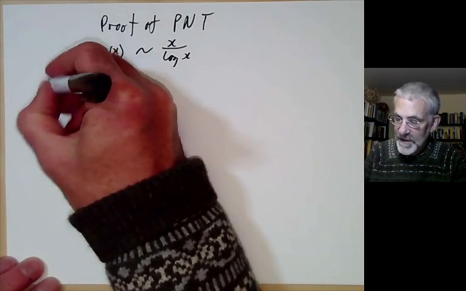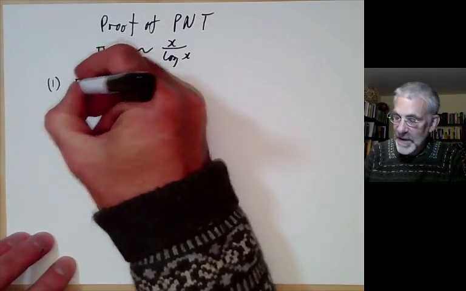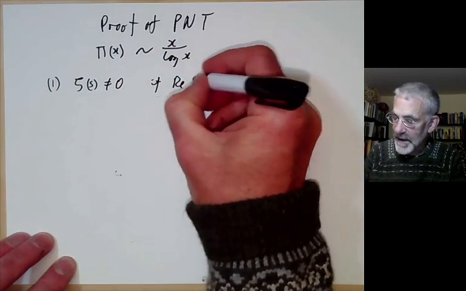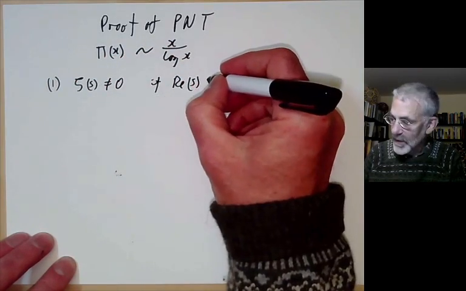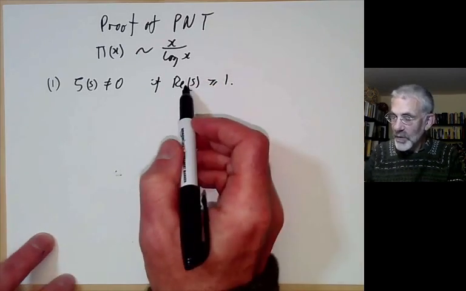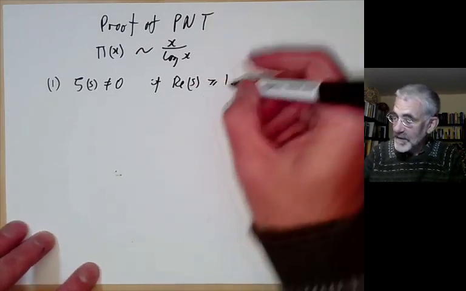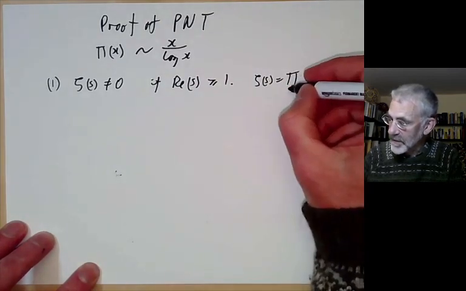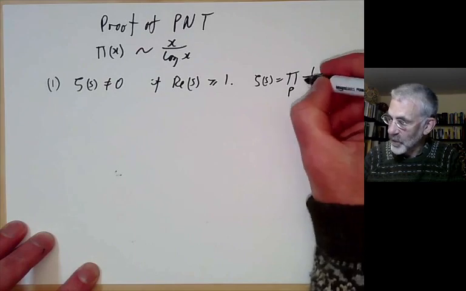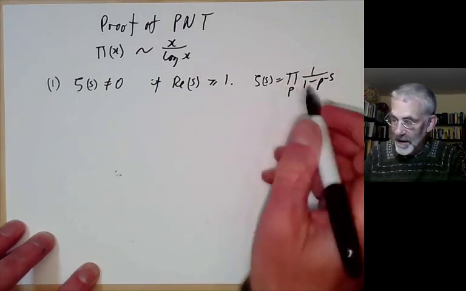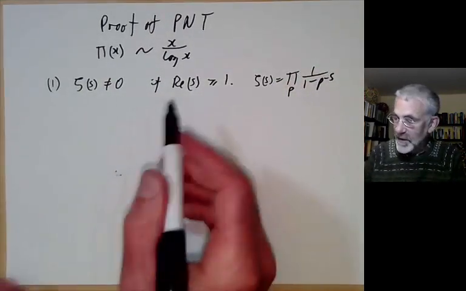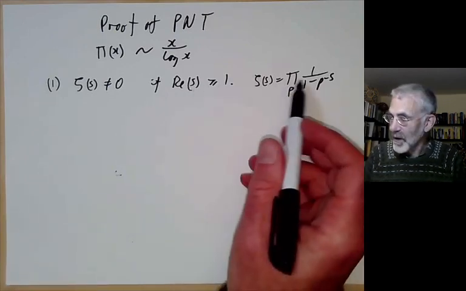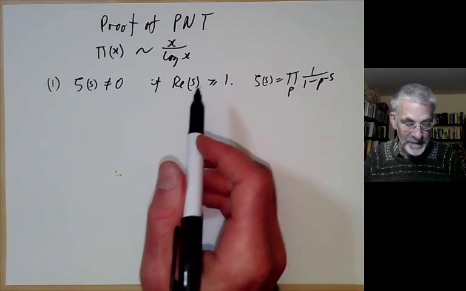As I said, the first main step is to show that zeta of s has no zeros if the real part of s is greater than or equal to 1. When the real part of s is greater than 1, this follows very easily from Euler's infinite product, the product over all primes of 1 over 1 minus p to the minus s, as I discussed in the previous lecture. So the problem is to show that it's got no zeros on the boundary of this region where the product converges.